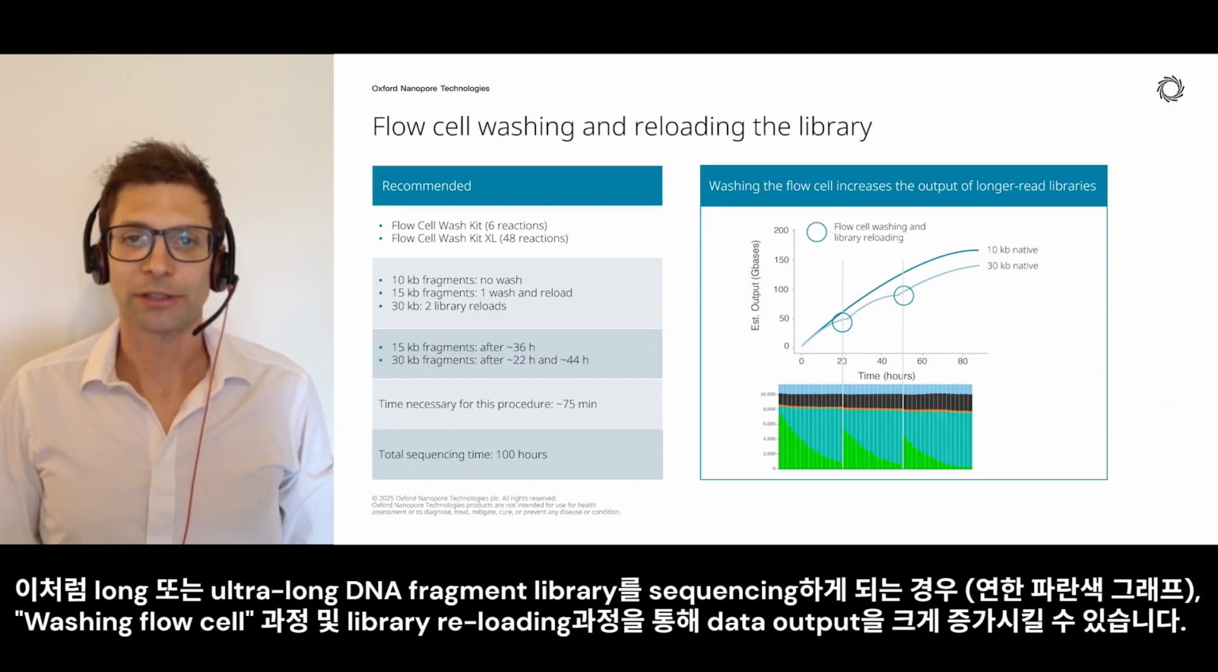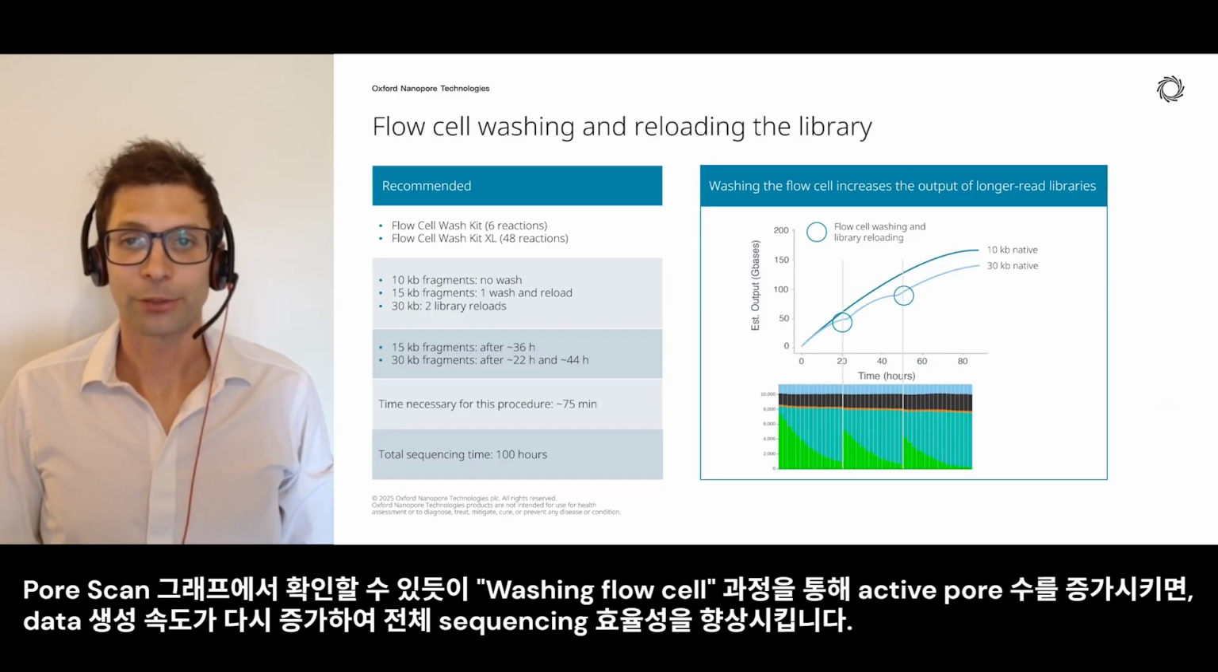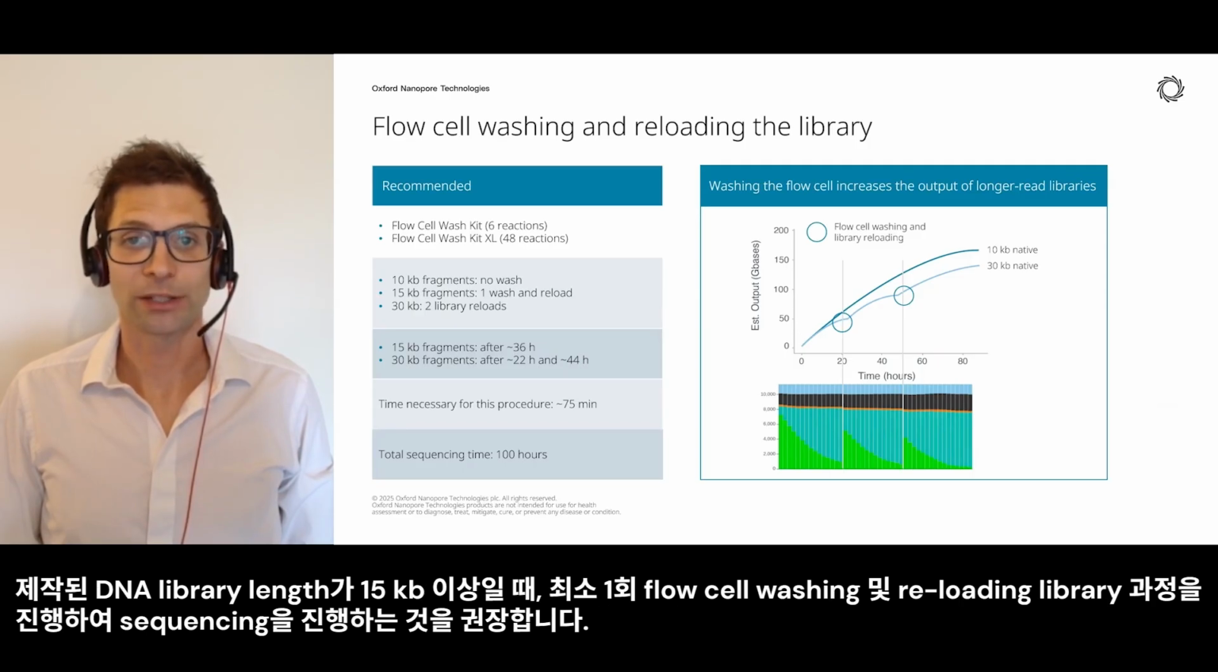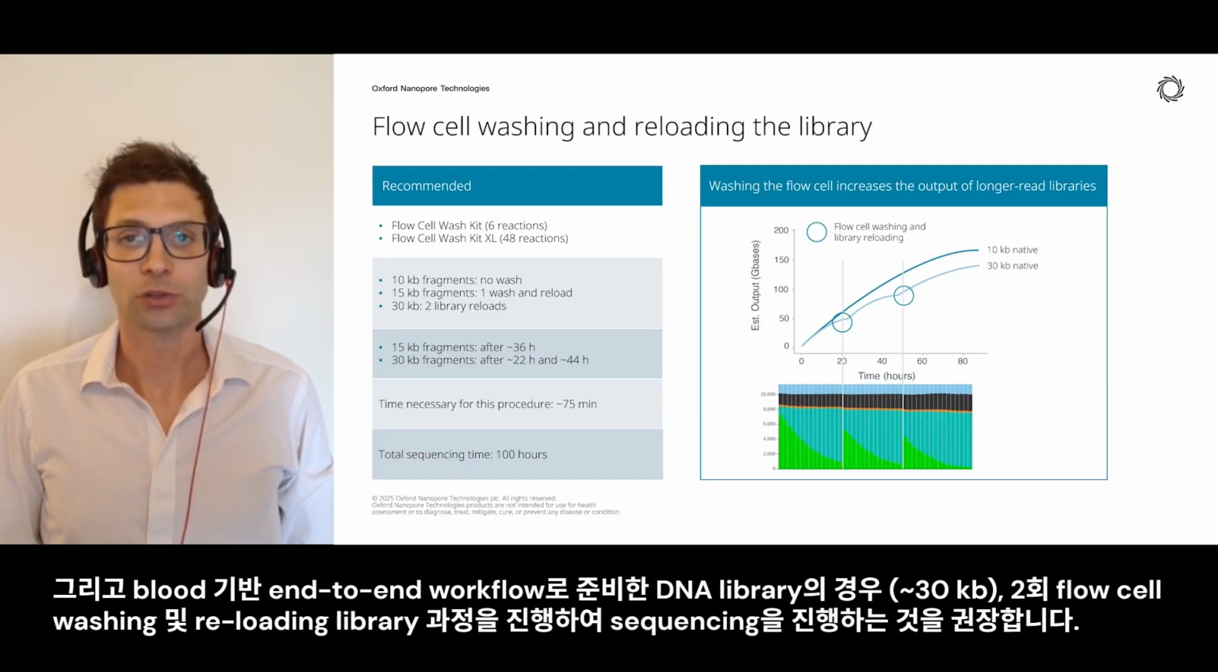Flow cell washing and reloading can significantly boost the sequencing output from such libraries containing long and ultra-long fragments of DNA, as you can see from the light blue line in the graph. By resetting the number of active pores, as demonstrated in the pore scan graph below, this approach increases the data generation rate after each wash, enhancing overall sequencing capacity and efficiency. And this is why we recommend at least one wash and reload for DNA libraries with fragments above 15 kb, and 2 reloads when sequencing our 30 kb libraries prepared with the blood sample end-to-end workflow.